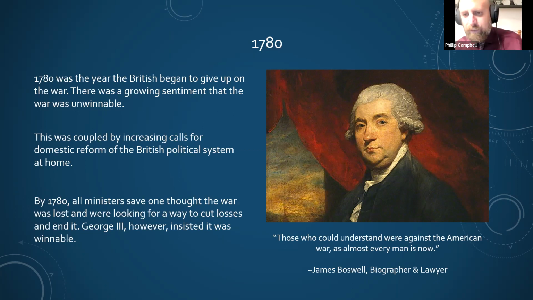Isn't that crazy, though? The war went on for 3 more years. You have almost unanimity at the highest level of government that the war is unwinnable and should be ended, but it goes on for 3 more years. This is because George III himself continued to insist that the war was winnable.